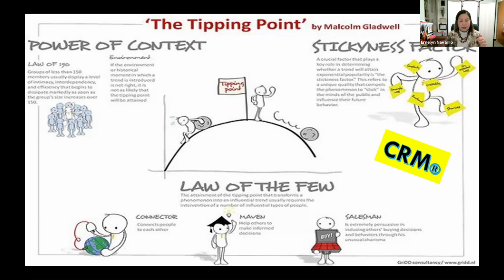The other piece that's really essential, and I'll spend a little more time talking about it, is the law of the few. That means identifying some key people whose buy-in we needed. Malcolm Gladwell talks about the connector, the maven, and the salesman, and I'll explain how I identified those people.